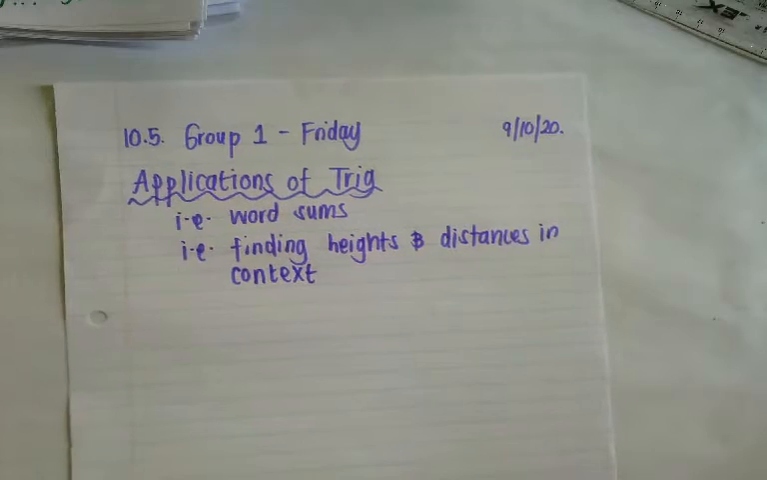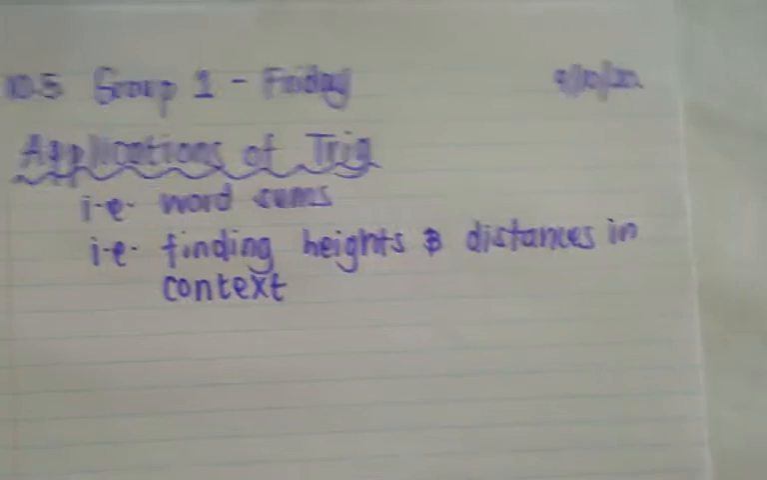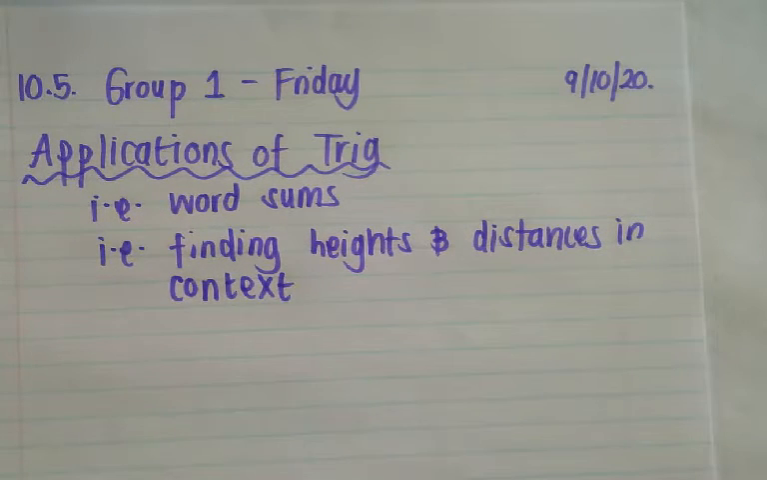So if we're going to talk about heights and distances in context with word sums, I'm going to talk about stuff like the height of a building, or how far is it to the tree, or I'm looking from one building to a taller building. Anything that I can draw a right-angled triangle with in a word sum is what I'm going to be doing.